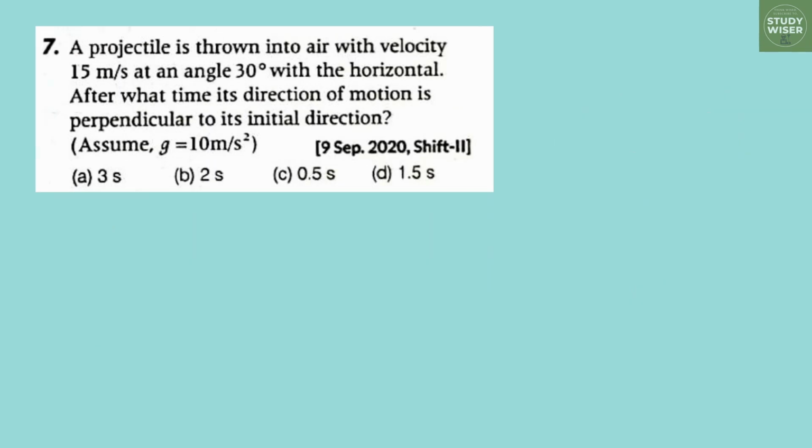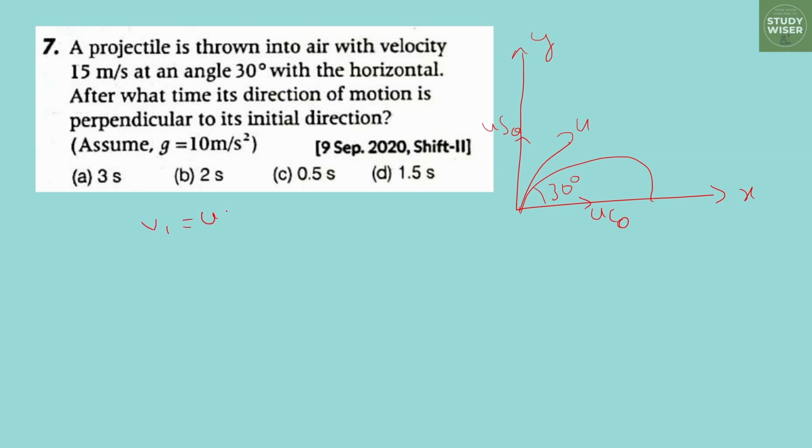నౌ గోయింగ్ ఇంటూ 7th క్వశ్చన్. A projectile is thrown into air with velocity 15 meter per second at an angle 30 degrees. Diagram is y direction, u, this is 30 degrees. ఈ డైరెక్షన్లో u sin theta, ఈ డైరెక్షన్లో u cos theta. మనకు స్టార్టింగ్ రిజాల్వ్ చేస్తే v1 అనేది u cos theta i cap ప్లస్ u sin theta j cap.